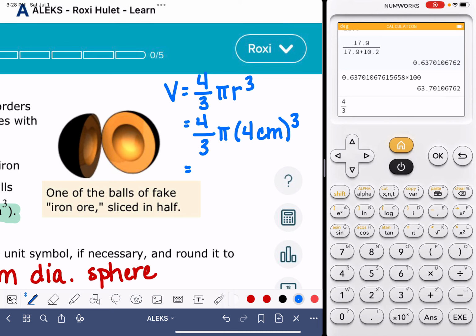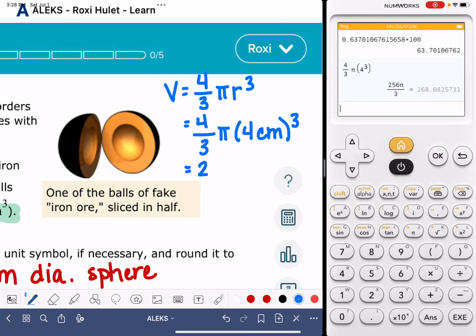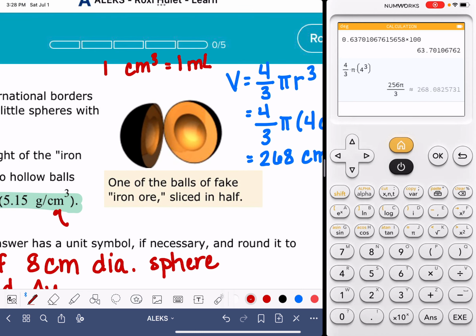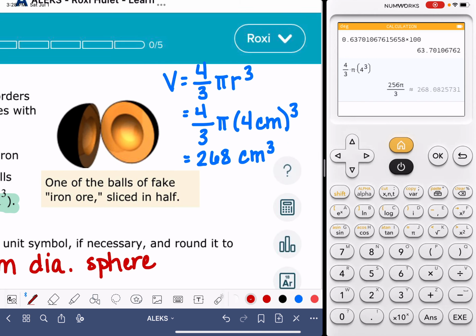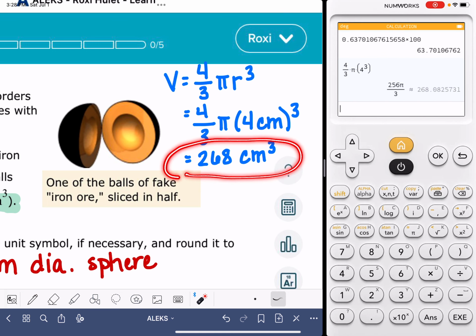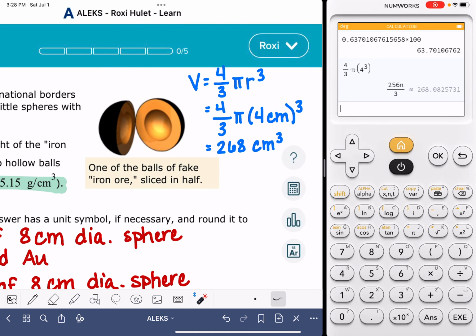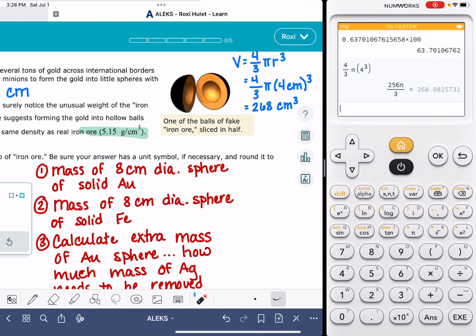Let's do the math on that. 4/3 times pi times 4 cubed gives us 268 cubic centimeters. And a really important relationship in this problem is that 1 cubic centimeter is equal to 1 milliliter. Oh, actually, as I'm saying that, I'm realizing that the densities were actually given to us in cubic centimeters, so we don't even need to worry about that at all. Let's just pretend I didn't say that. Okay, so here's the volume of the 8 centimeter diameter sphere, or 4 centimeter radius sphere.